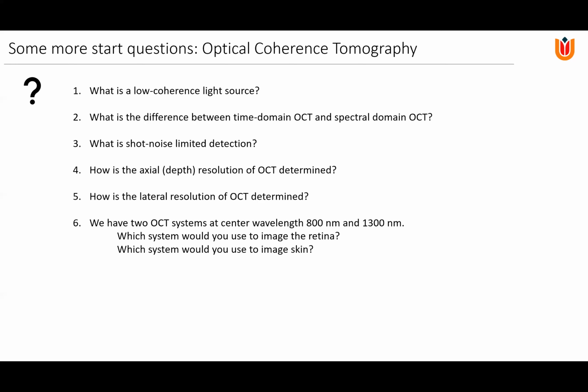So let's move to OCT. Johannes talked about it. And one of the things we needed was a low coherent light source. What exactly is a low coherent light source? A light source with a lot of different wavelengths. Yeah. So can you give an example of such a light source?